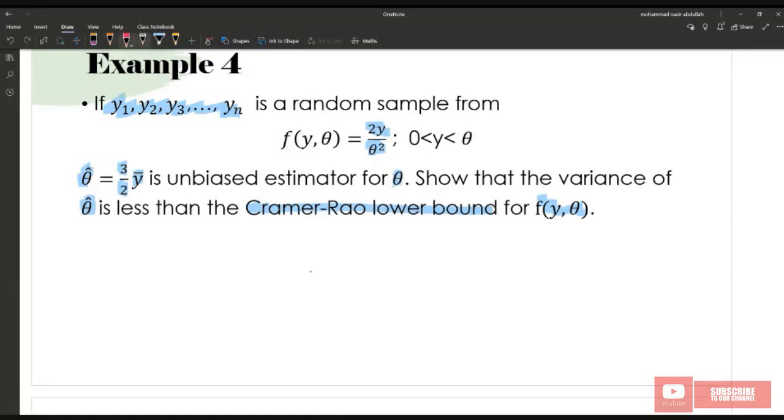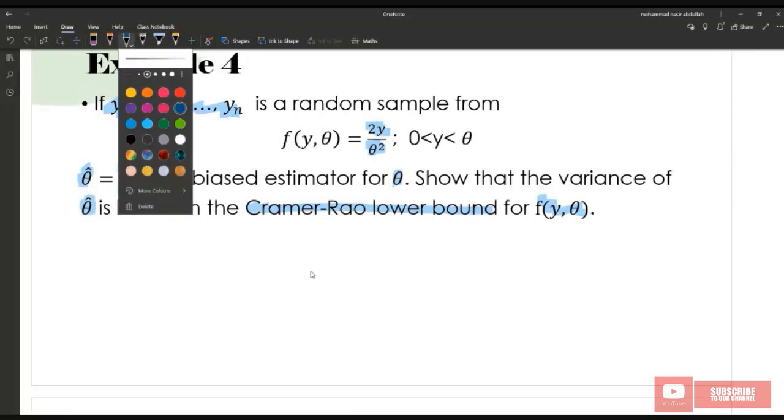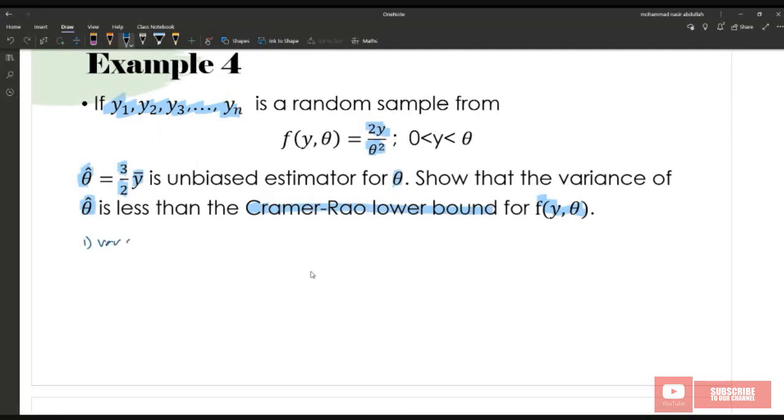So now we need to find the variance of theta hat. First step, the variance of theta hat is equal to the variance of 3 over 2 summation of y over n, because y bar is a summation of y over n. So this is going to be 9 over 4 times the variance of the summation of y over n. Let's take n out, so this one should be 9 over 4n squared.